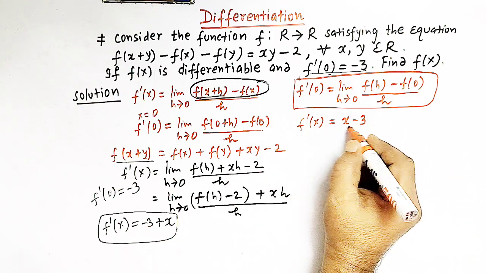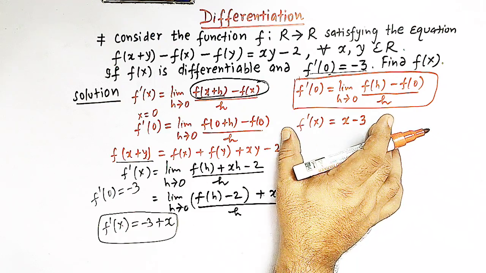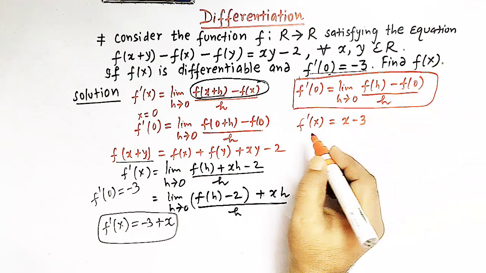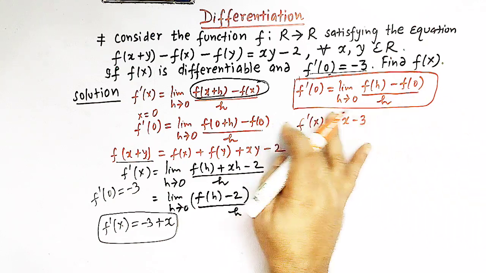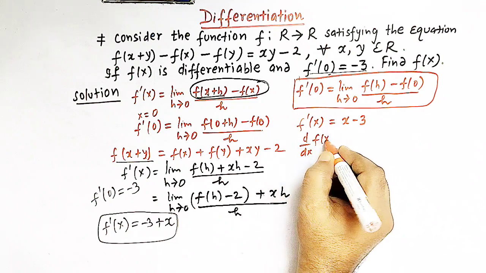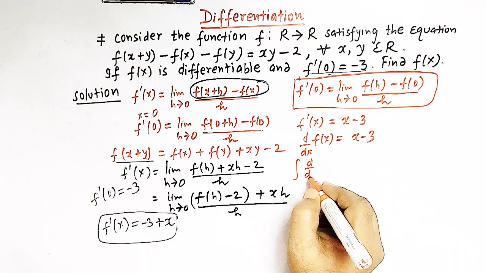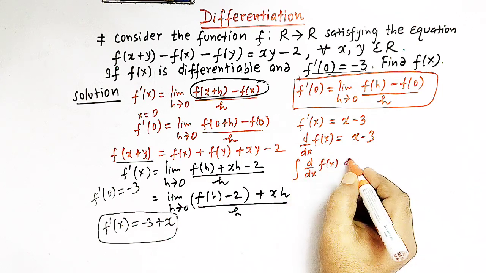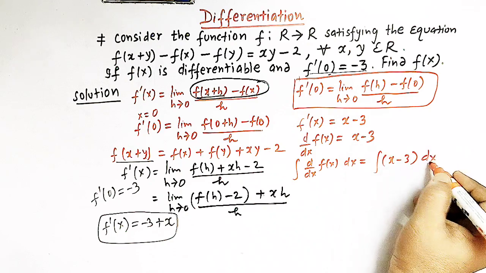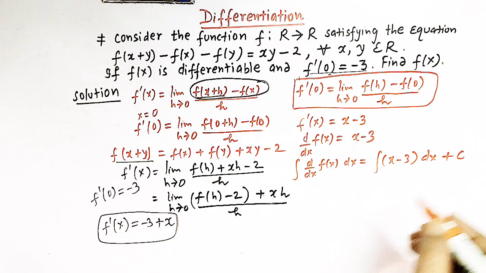So here we have a linear function, and here the derivative of f of x. So this is a differential equation, and we can extract the function f of x by integrating both sides. So we can now write d by dx of f of x is equal to x minus 3. So now integrating both sides with respect to x, we can now write here x minus 3 dx, and we have to add a constant of integration, that is c.